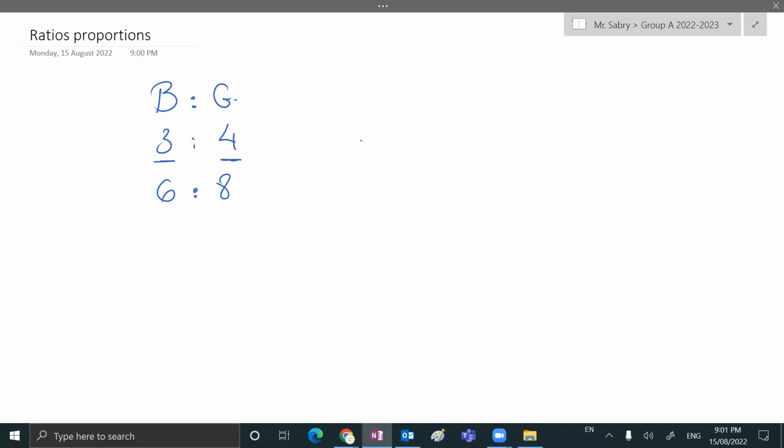Now we use the ratio to find any missing term. So if I told you that the ratio still is boys to girls is 3 to 4, and then I told you I have 10 boys in this class, how many girls should be there? I'll cross multiply to get the number of girls.